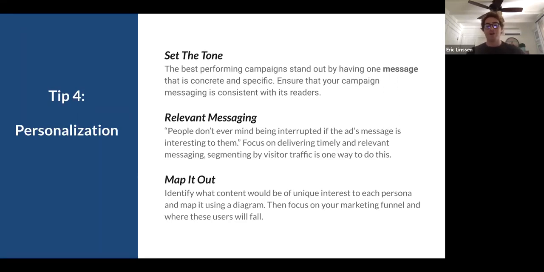And then relevant messaging, again, it's along the same lines, but oftentimes people don't mind being interrupted if the ad's message is interesting and relevant to them. That's why we need to be super careful and cognizant and intentional about our targeting, because especially with nonprofits where we're raising money to help solve a social need that people care about, if you see the opportunity to solve a problem that you care about in your Facebook feed, you're going to be grateful rather than annoyed that it's an ad. So just being focused on just delivering timely and relevant messaging there is great.